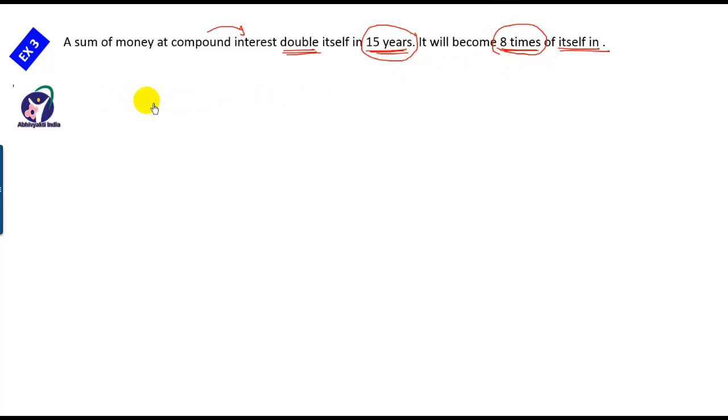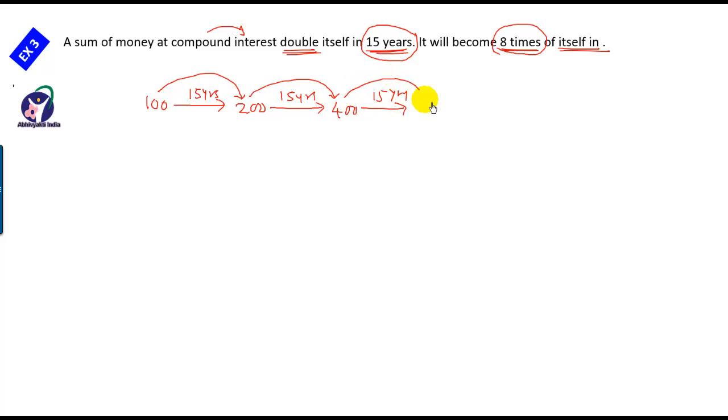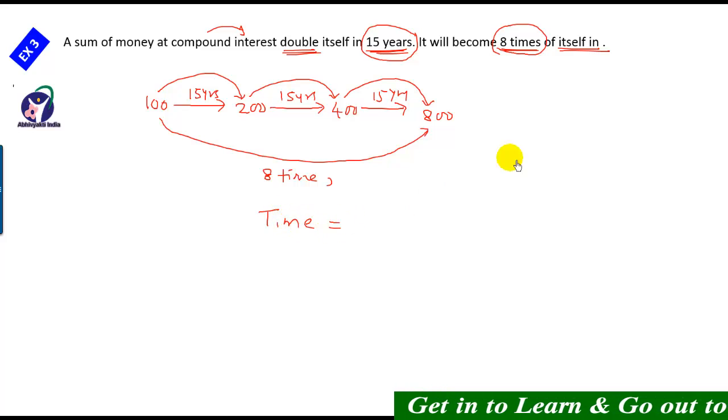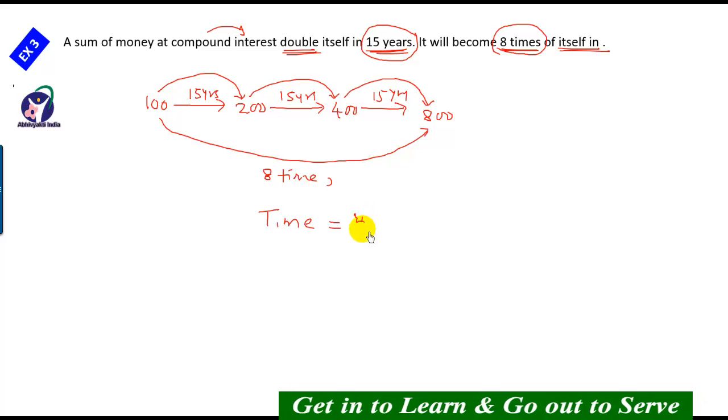So first we will assume that the principal is 100. For the first 15 years, what will happen? This will get doubled, so it will be 200. After the next 15 years, it will get doubled, 200 will become 400. After another 15 years, this amount will get doubled, and so it will become 800. Initially it was 100, now it is 800, so it is of course 8 times, and therefore 15 plus 15 plus 15, so the time required to get 8 times will be 45 years.